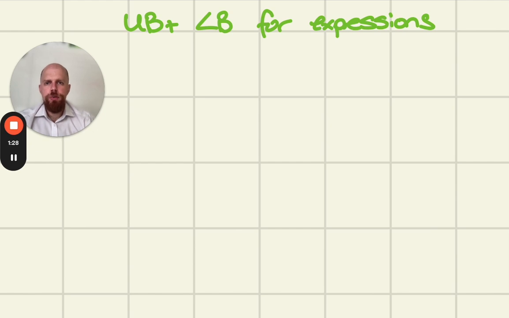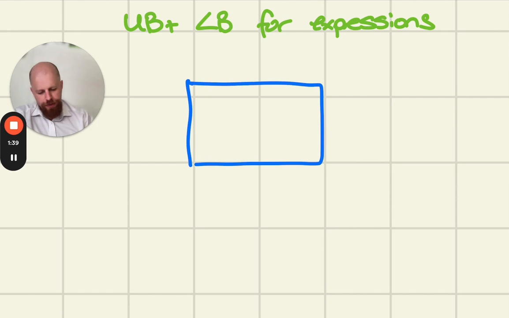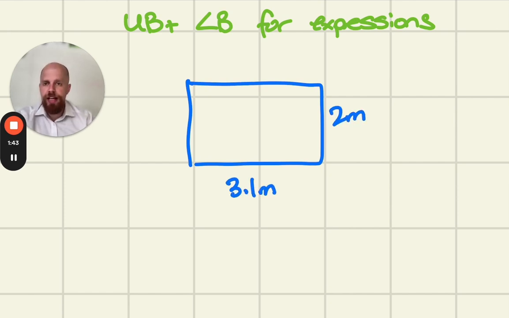In this video, we are going to be calculating the upper and lower bounds for different expressions and calculations. A typical exam question might be something like this. We have a rectangle that is 3.1 meters in width and 2 meters in height, and those are both correct to one decimal place. They might ask you to find the upper bound for the area, which I'm going to write as A+.